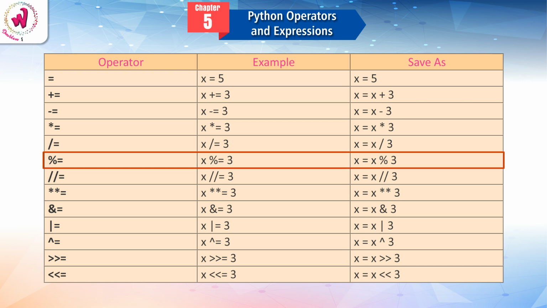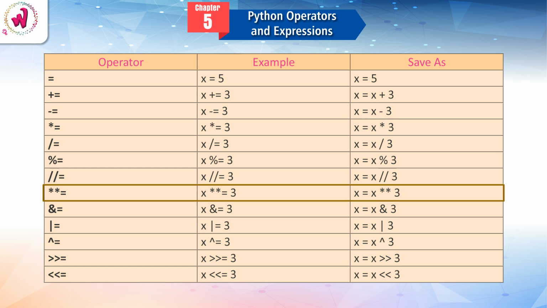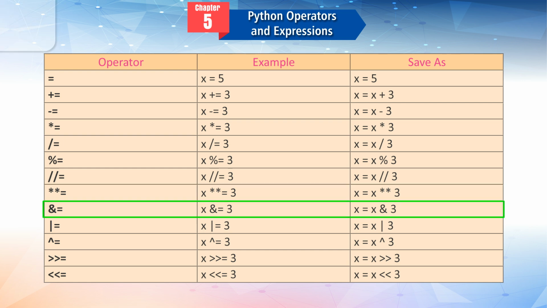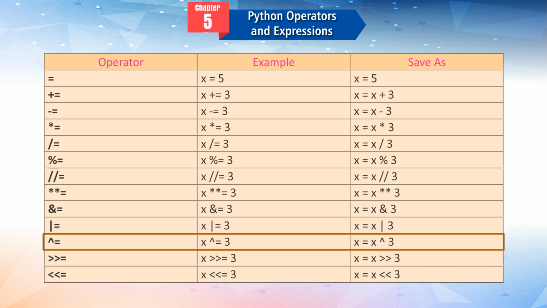Modulus equal, x %= 3, x = x % 3. Floor divide equal, x //= 3, x = x // 3. Raised to the power equal, x **= 3, x = x ** 3. And equal, x &= 3, x = x & 3. Vertical bar equal, x |= 3, x = x | 3.